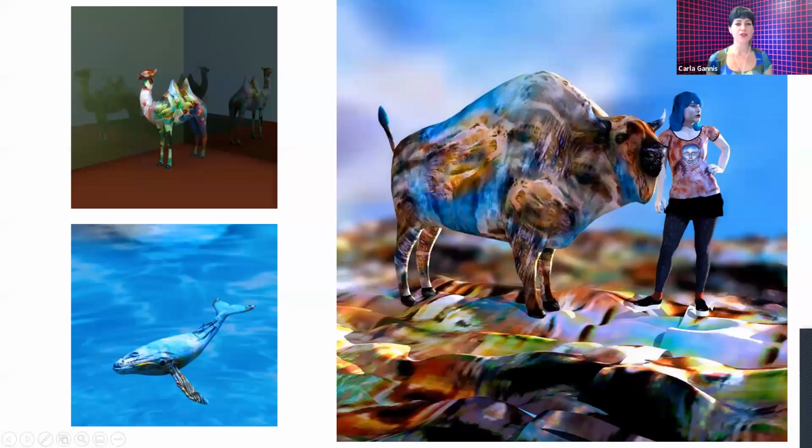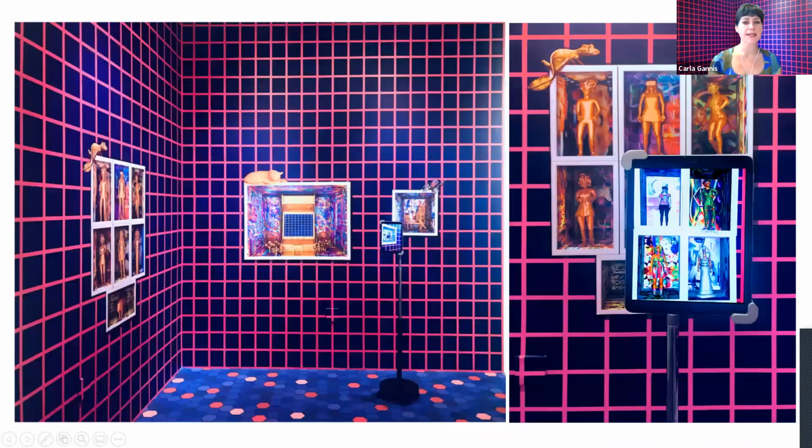And by the way, these creatures show up again in VR. For example, here a bison whose skin or texture map has been generated by Playform via a training model on the topic of endangered species. Also a back-trimmed camel and a blue whale. Now back to the installation.